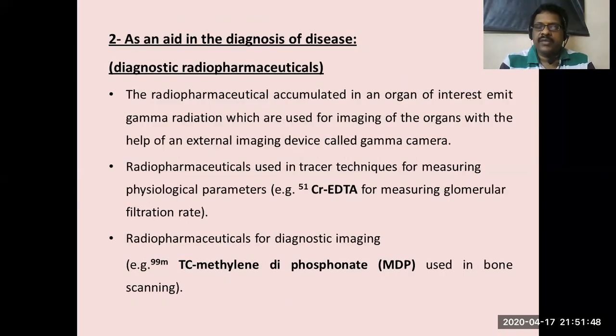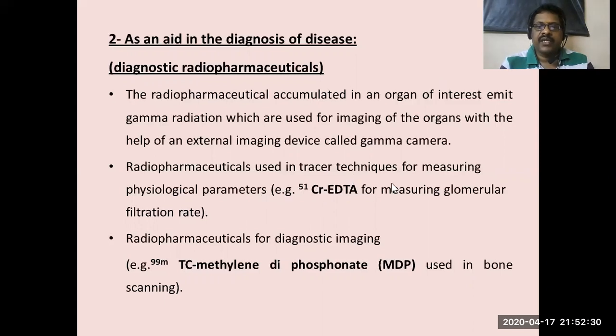And as a diagnostic aid also, we are using radioactive nuclides. The radiopharmaceuticals accumulated in an organ of interest emit gamma radiation, which is used for imaging of the organ with the help of an external imaging device called a gamma camera. We have seen this in the beginning when we were discussing gamma radiation. Only gamma emitting radioactive nuclides are used for diagnostic purposes because that can only be photographed. Particulate emitting radionuclides cannot be photographed. So we are using gamma radiating radioactive nuclides for this purpose.